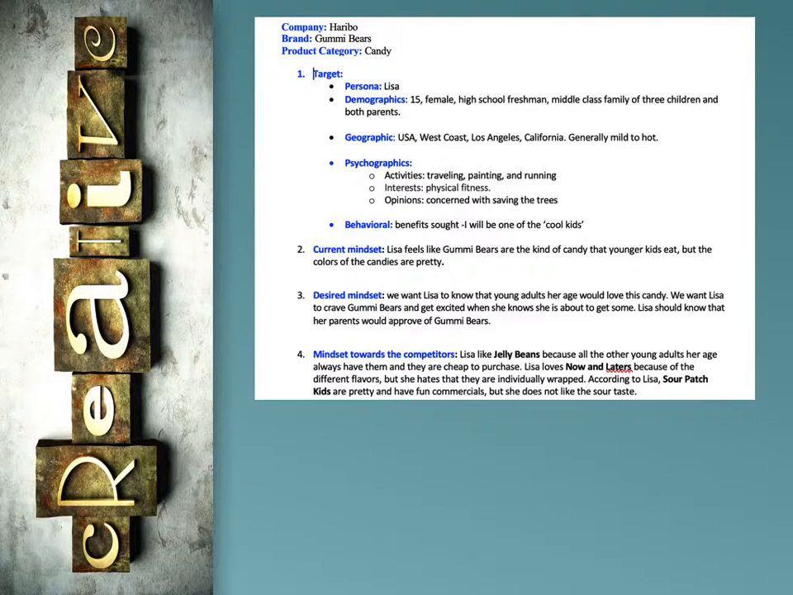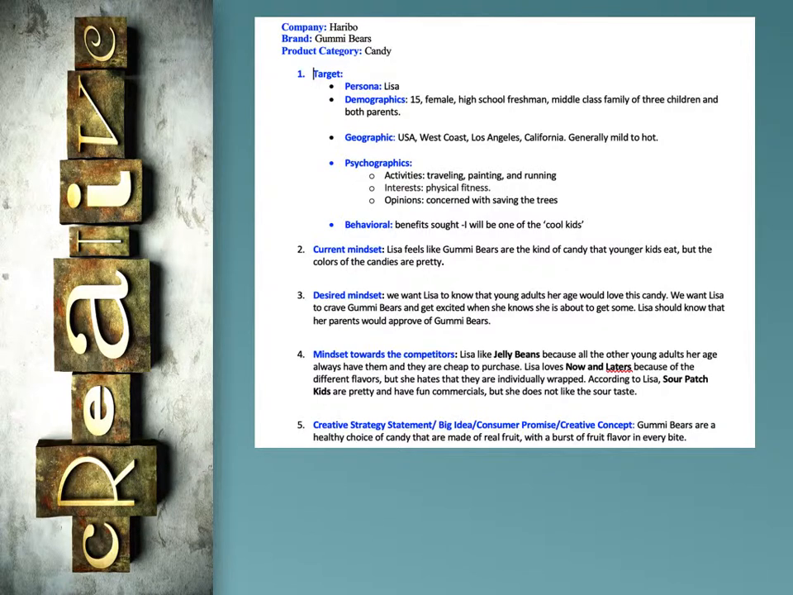Now, she also loves Now and Laters because of the different flavors, but she hates that they're individually wrapped. Like, that just annoys her. According to Lisa, Sour Patch Kids are pretty and have fun commercials, but she does not like the sour taste. So that's how she feels about the competitors. So based on that, we can help shape our advertisements as well.